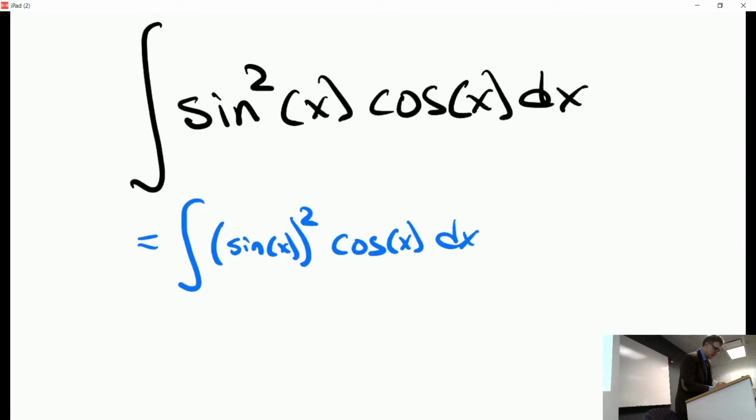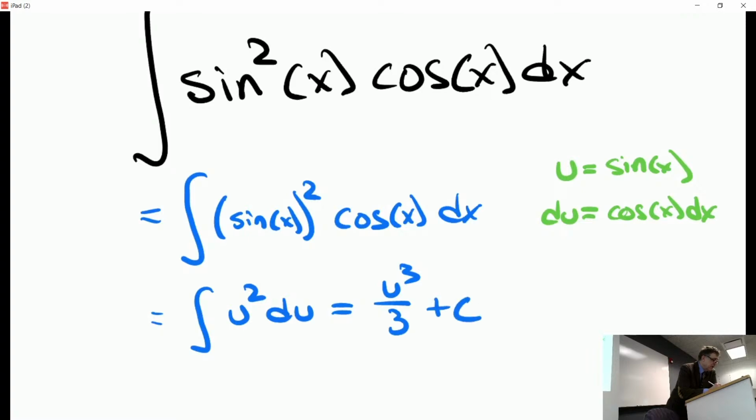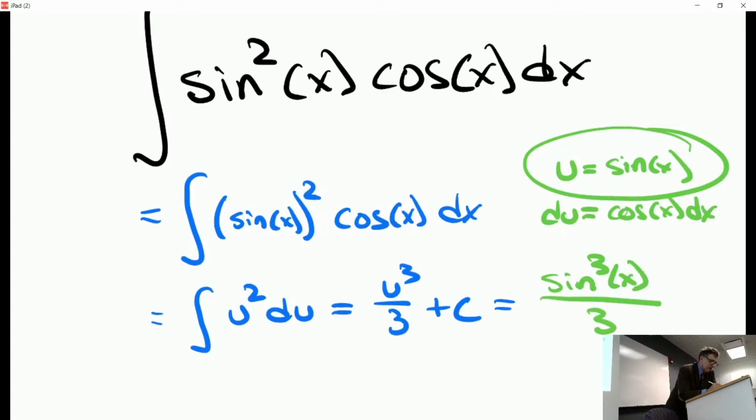What he wants us to do is to let u equal sine of x and du equals cosine of x dx. Seems super easy, doesn't it? In fact, it is super easy. This becomes the integral of u squared du. Let's find another volunteer. Drew, you know what the antiderivative of u squared is, don't you? And don't forget the plus c because this is an indefinite integral. And now we go back to sine of x, and this becomes sine cubed of x over 3 plus c.